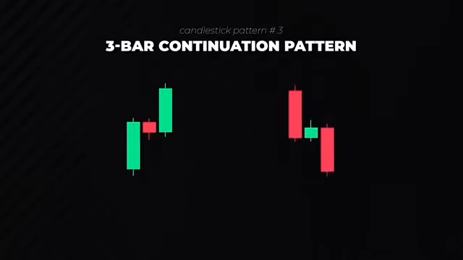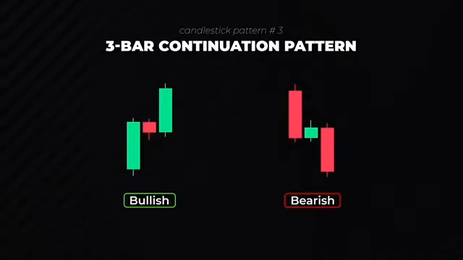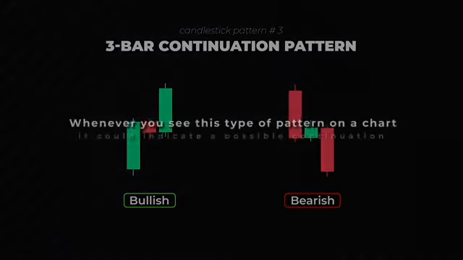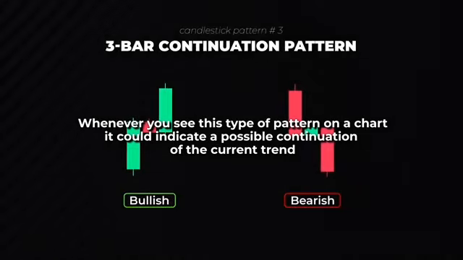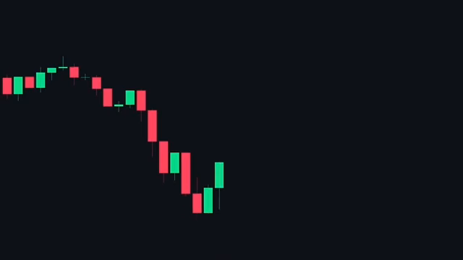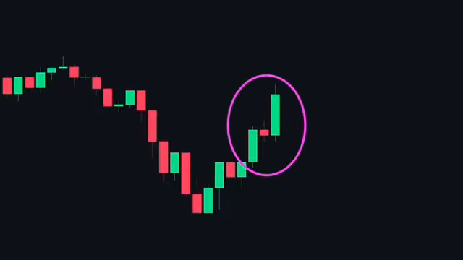There are 2 types of 3-bar continuation patterns. A bullish pattern, where the first and third candles are large green candles with a small red candle in the middle. And a bearish pattern, where the first and third candles are large red candles with a small green candle in the middle. Whenever you see this type of pattern on a chart, it could indicate a possible continuation of the current trend. For example, if the price is in an uptrend and a bullish 3-bar continuation pattern forms, it suggests the price may continue rising.